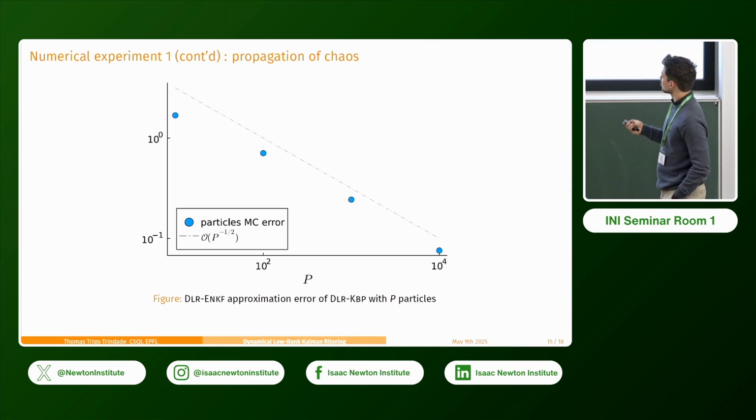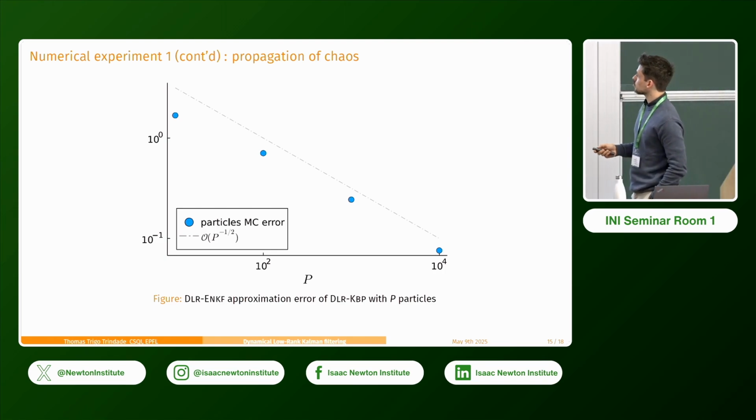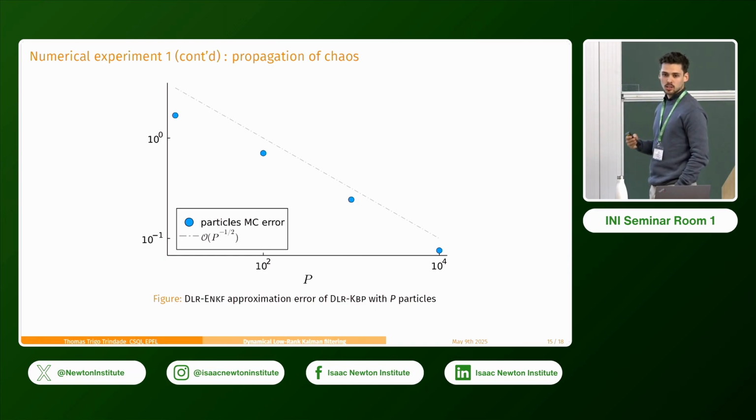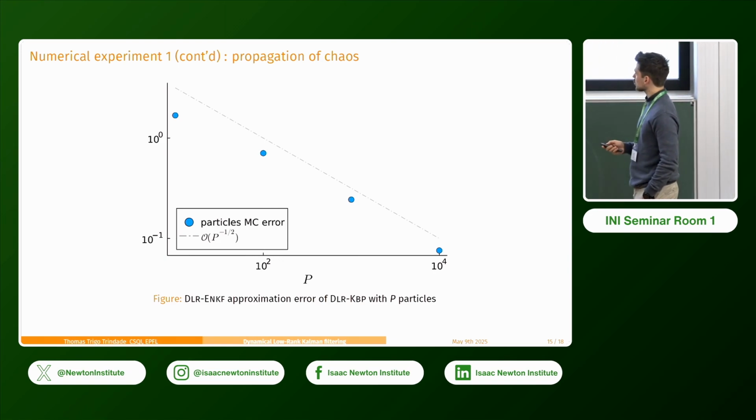So this is the theoretical result, and you can in fact also verify it to hold true in the numerics. Here we have taken the same example, taking the DLR EnKF version of it, and you can see how, as you increase the number of particles, you get exactly the same decay, Monte Carlo-like. So this is yet again a nice confirmation.